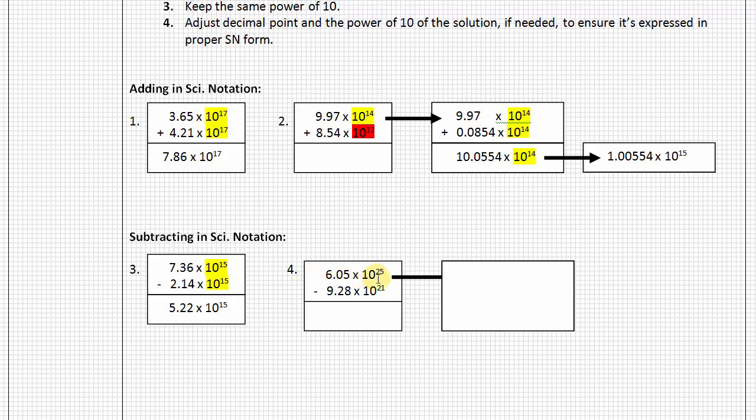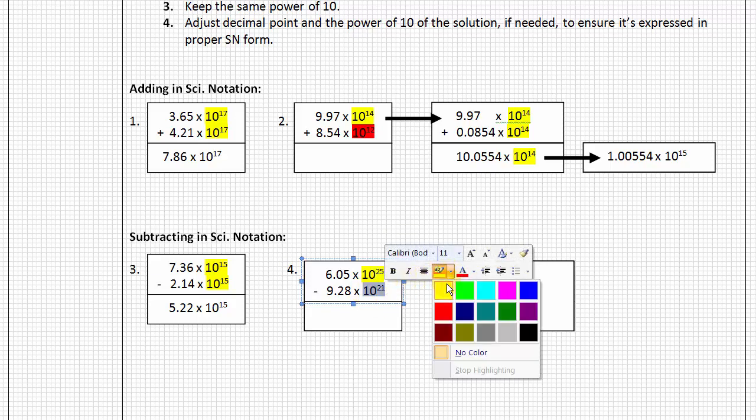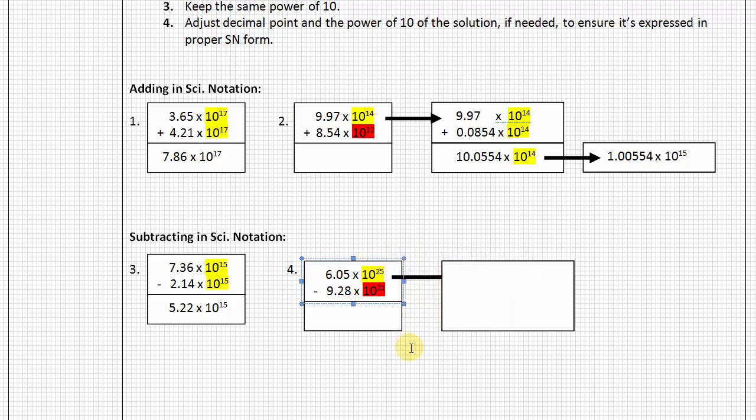So let's look at number 4. We have 6 and 5 hundredths times 10 to the 25th, subtracting 9 and 28 hundredths times 10 to the 21st. So, checking our powers of 10, here's 10 to the 25th, but this is 10 to the 21st, so that's a red flag because they're not both in the same power of 10, they don't have the same magnitude, so this tells us that they are not lined up by proper place value here in our coefficients. So we say, okay, well this one has the smaller magnitude, what do I need to do to increase it up to 25?